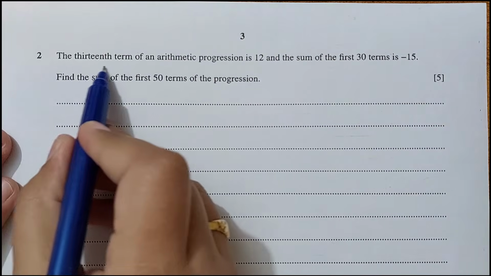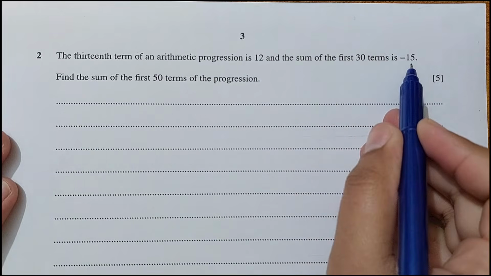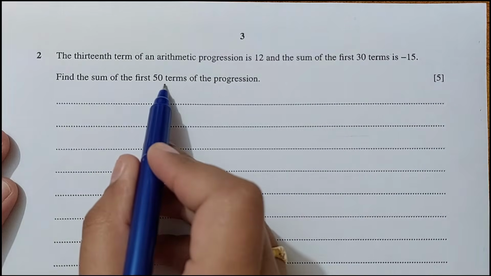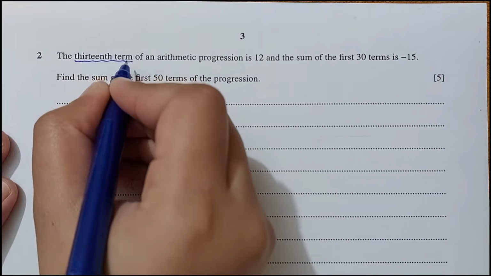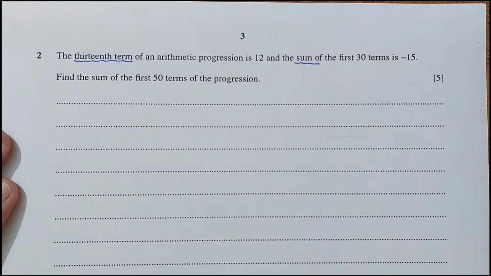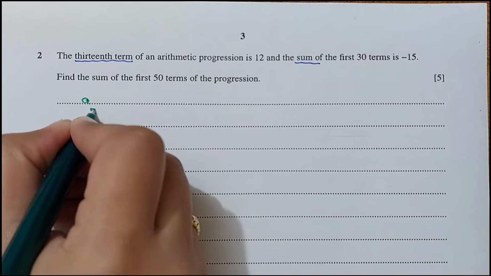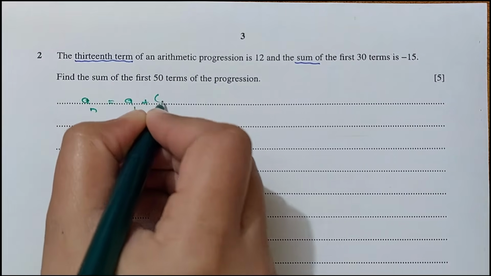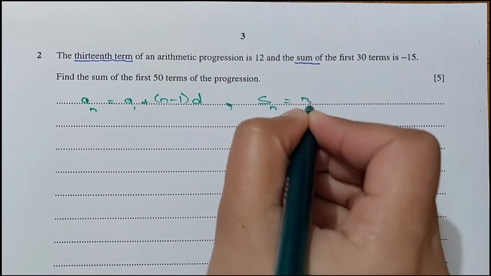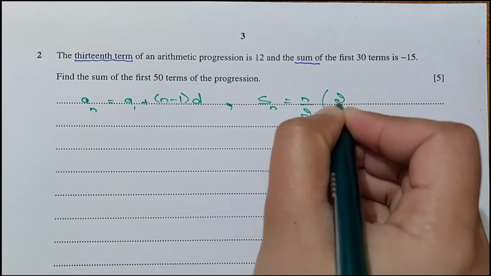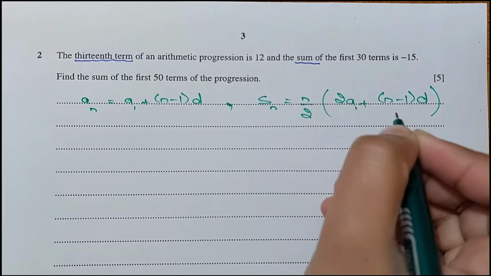Question number 2: the 13th term of an arithmetic progression is 12 and the sum of the first 30 terms is negative 15. Find the sum of the first 50 terms of the progression. We have been given the 13th term and the sum as well, so let me use the formulas for the term and the sum. For an arithmetic progression, the nth term is a(n) equals a1 plus (n minus 1) times d, and the sum formula is Sn equals n by 2 times (2a plus (n minus 1) times d). So this a is just the a1.